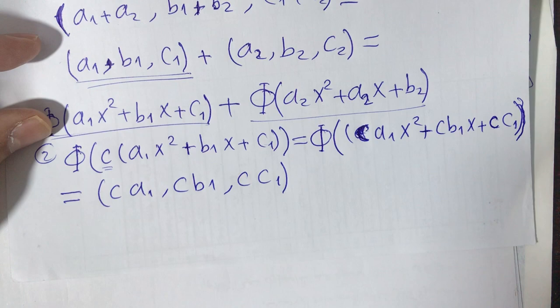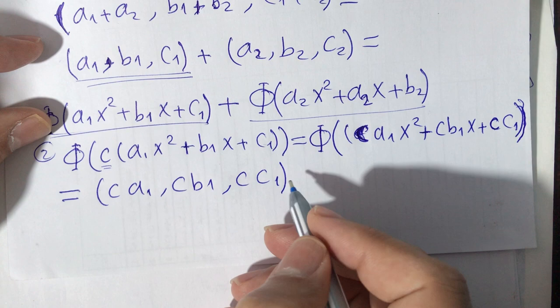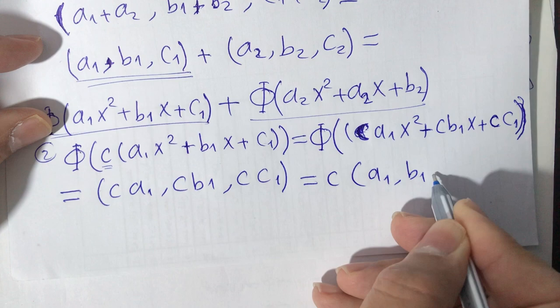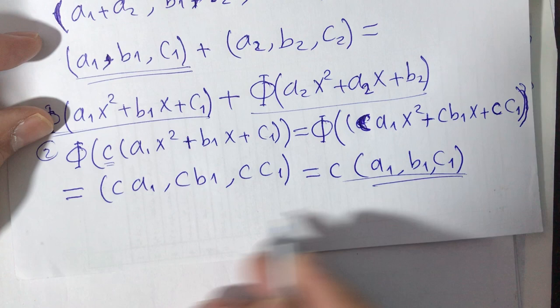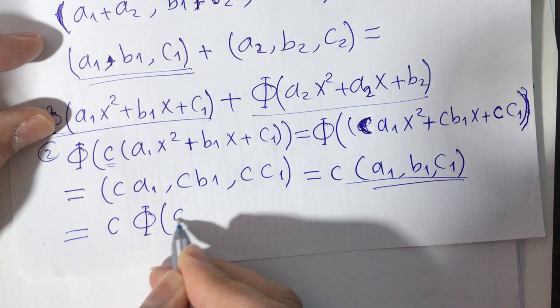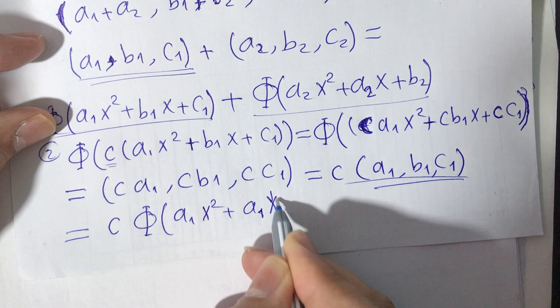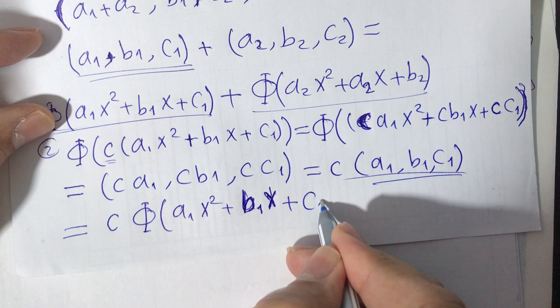And this is equal, we can move c out. This is equal to c(a1, b1, c1). And this will be equal to c here, the same. And this is phi of a1 x squared plus b1 x plus c1. So move c out here.